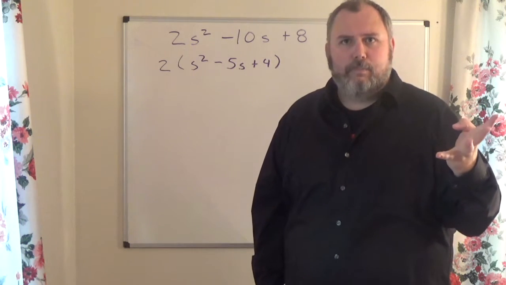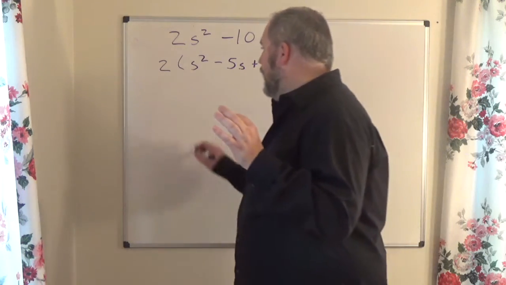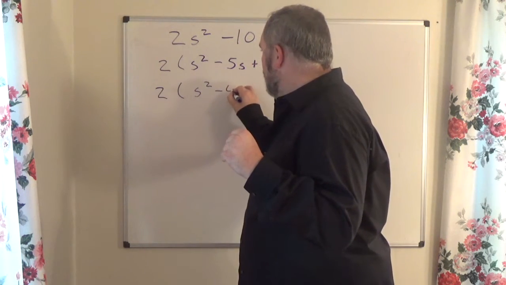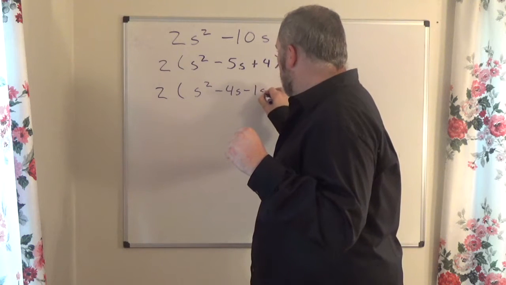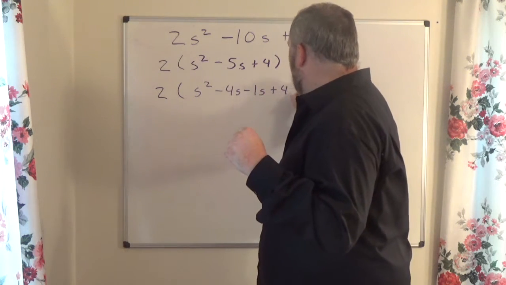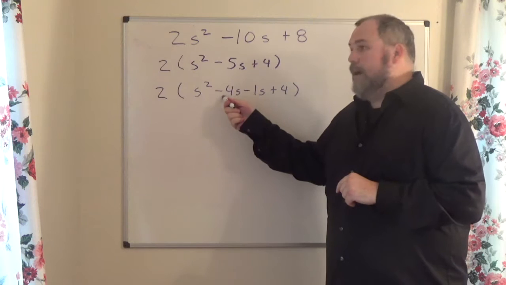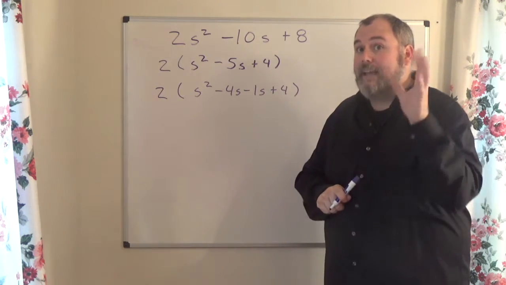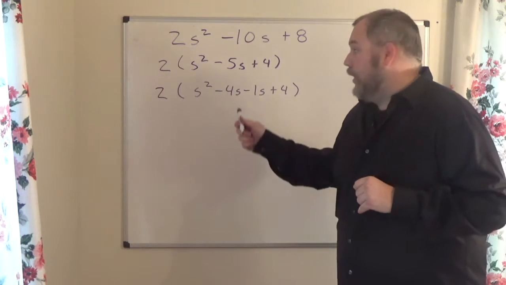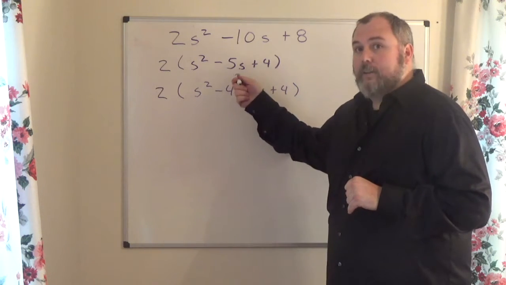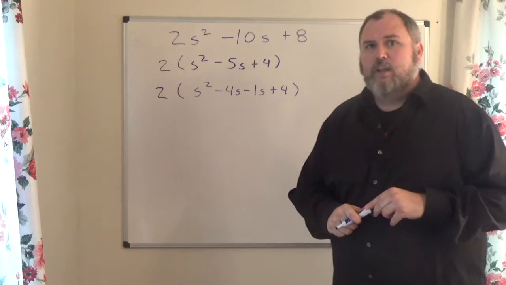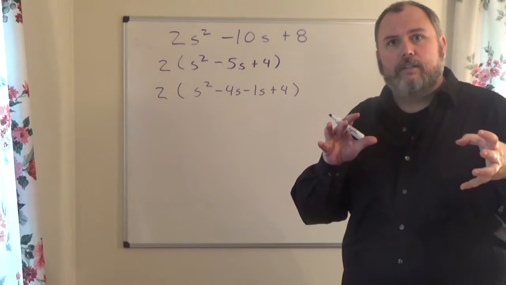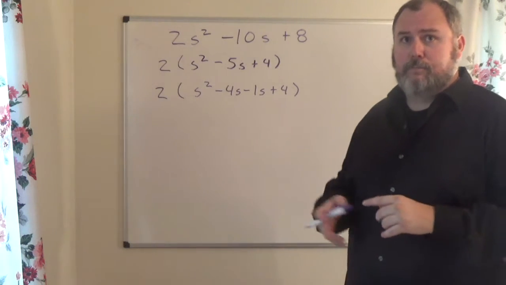Now, I've done this multiple times, so I know that I can say this. 2 times s squared minus 4s minus 1s plus 4. How do I know this? Well, minus 4 times minus 1 gives me the positive 4 I need. That's the factor. I also know that when I add these two together, I'm going to get minus 5s. So I just did steps 1, 2, and 3 for you of the group factoring. Okay, so you should have been able to get up to this point.